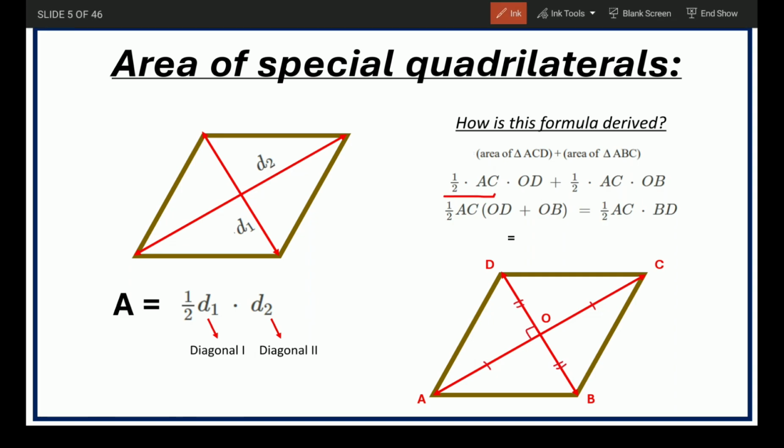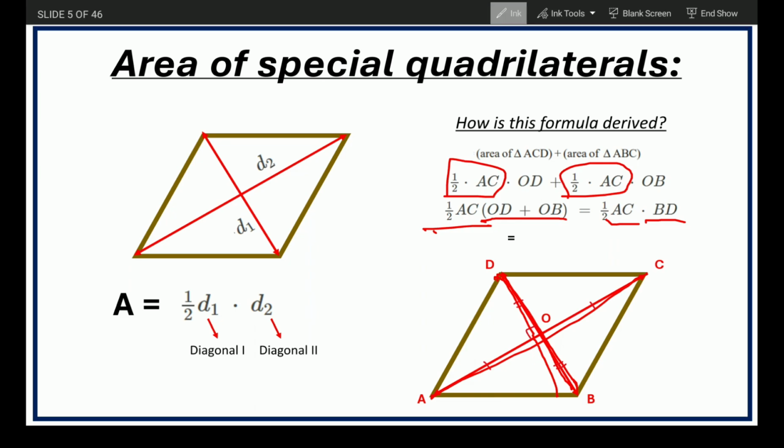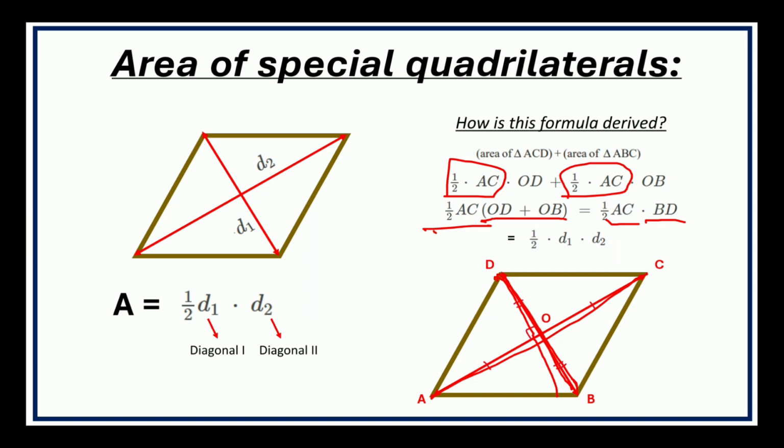We have 1 by 2 AC taken out from both of them, just like the previous one, factorization. So 1 by 2 AC into (OD plus OB). Now, if you notice, OD and OB together equal BD as a whole. The O is just the point in the middle, which we use as a height. So we can simplify this as BD and AC. Notice again, AC is a diagonal, BD is also a diagonal. So by simplifying, we get the final formula as 1 by 2 D1 into D2, or 1 by 2 diagonal 1 into diagonal 2.